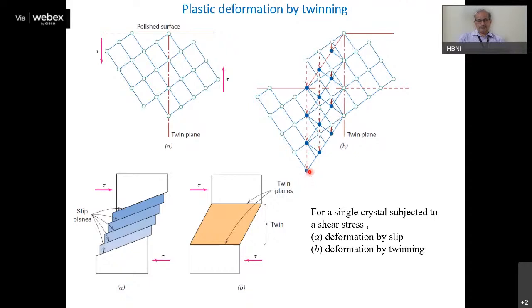When you apply shear stresses, if your plastic deformation is through slip planes, it will be deforming like this, whereas if it is through twin planes, it will be deforming like this. So these things can also happen to facilitate the plastic deformation. But of course, twinning actually contributes very little to plastic deformation, and generally it is more important at low temperatures.